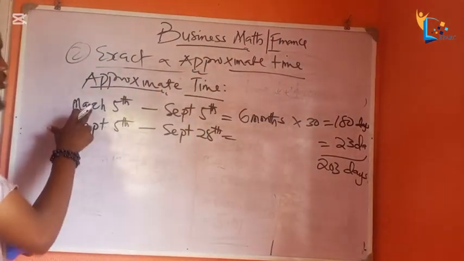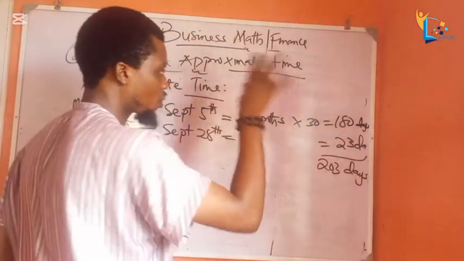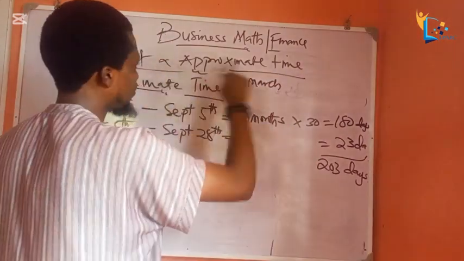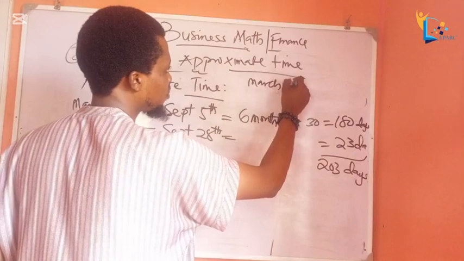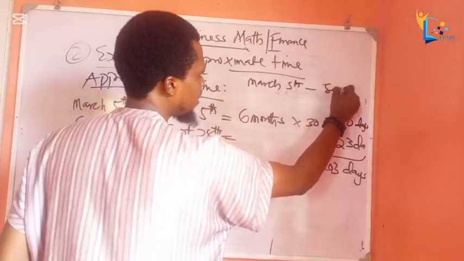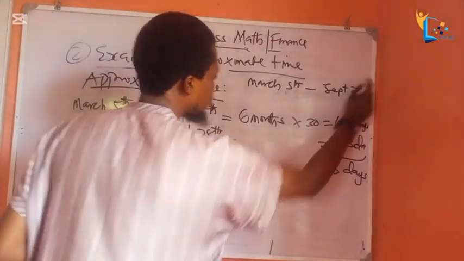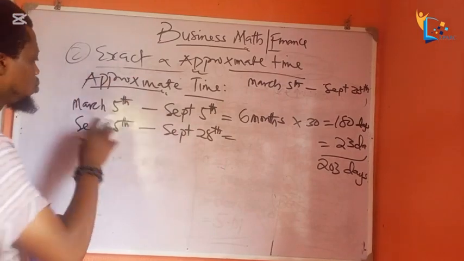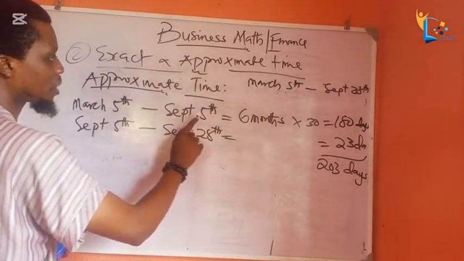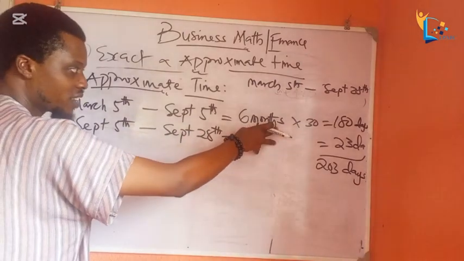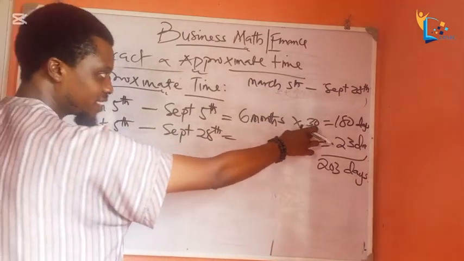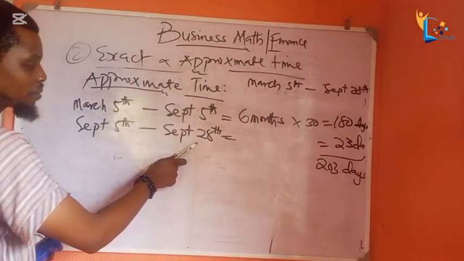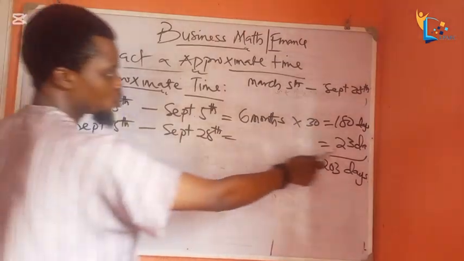From the question that was given, they said we should find the exact and approximate time from March 5th to September 28th, right? So this is how we solve for approximate time. The first thing you do is count from March 5th to September 5th. The number of months there is 6, and you multiply it by 30 to give you 180 days. Then from September 5th to September 28th, it will give you 23 days.